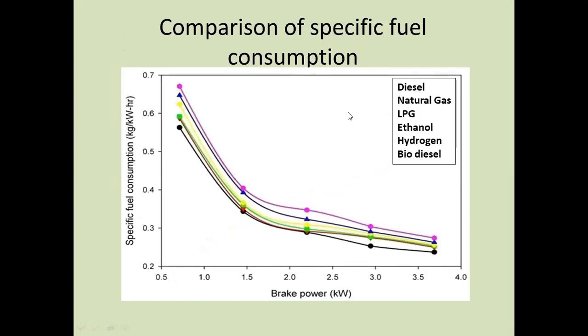As I told you earlier, under economic load conditions, if the brake thermal efficiency increases, simultaneously the brake specific fuel consumption will be minimum. At low load condition the maximum specific fuel consumption occurs. At full load condition we get the minimum specific fuel consumption. Based on this, we get the better fuel consumption with hydrogen and diesel.